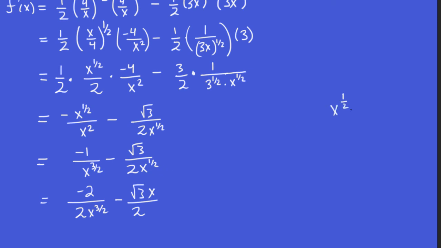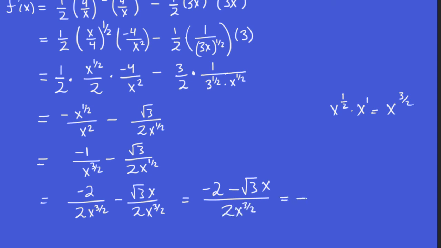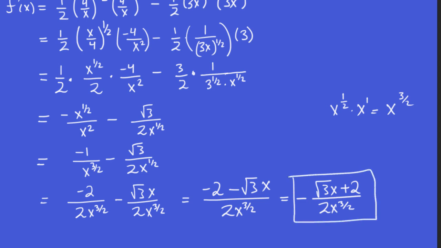What's x to the half times x? What's the reason I chose that? Well, this is a power of 1. We add those exponents, we get the power of 3/2. And we've achieved our common denominator. So we can write this as negative 2 minus root 3x all over 2x to the 3/2. And I guess we could pull out the minus to the very front of the fraction to make it look a little bit nicer. And why don't we just bring the root 3x to the front and put this over here just to make it look a little bit better.